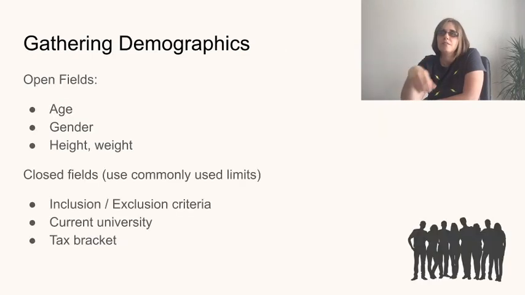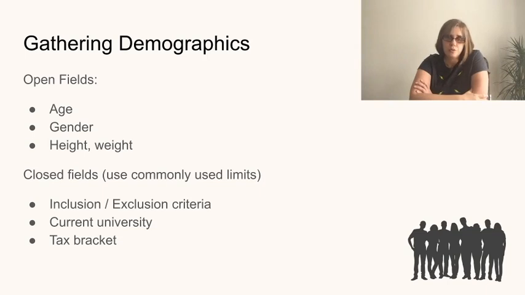So if you look at gathering demographics, demographics is a mixture of open, closed, and combination fields. Open fields are things like age, height, weight, pure ratio data that you can then use to perform some statistical analyses on. You can also have things like your standard deviation, your range of values, that sort of stuff, to just describe who your participants were. More often I see gender included within that, just because that gives people the freedom to write whatever they want in that box.